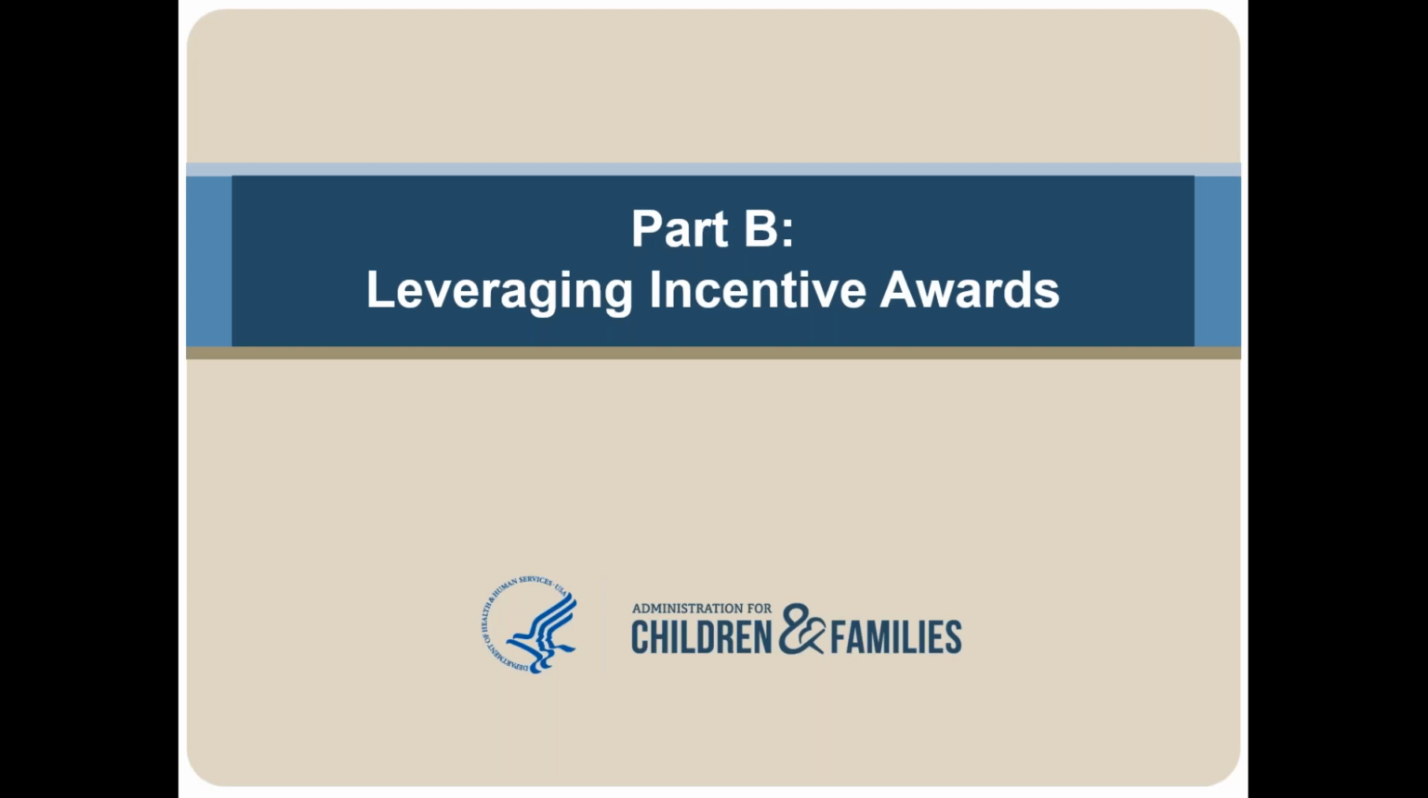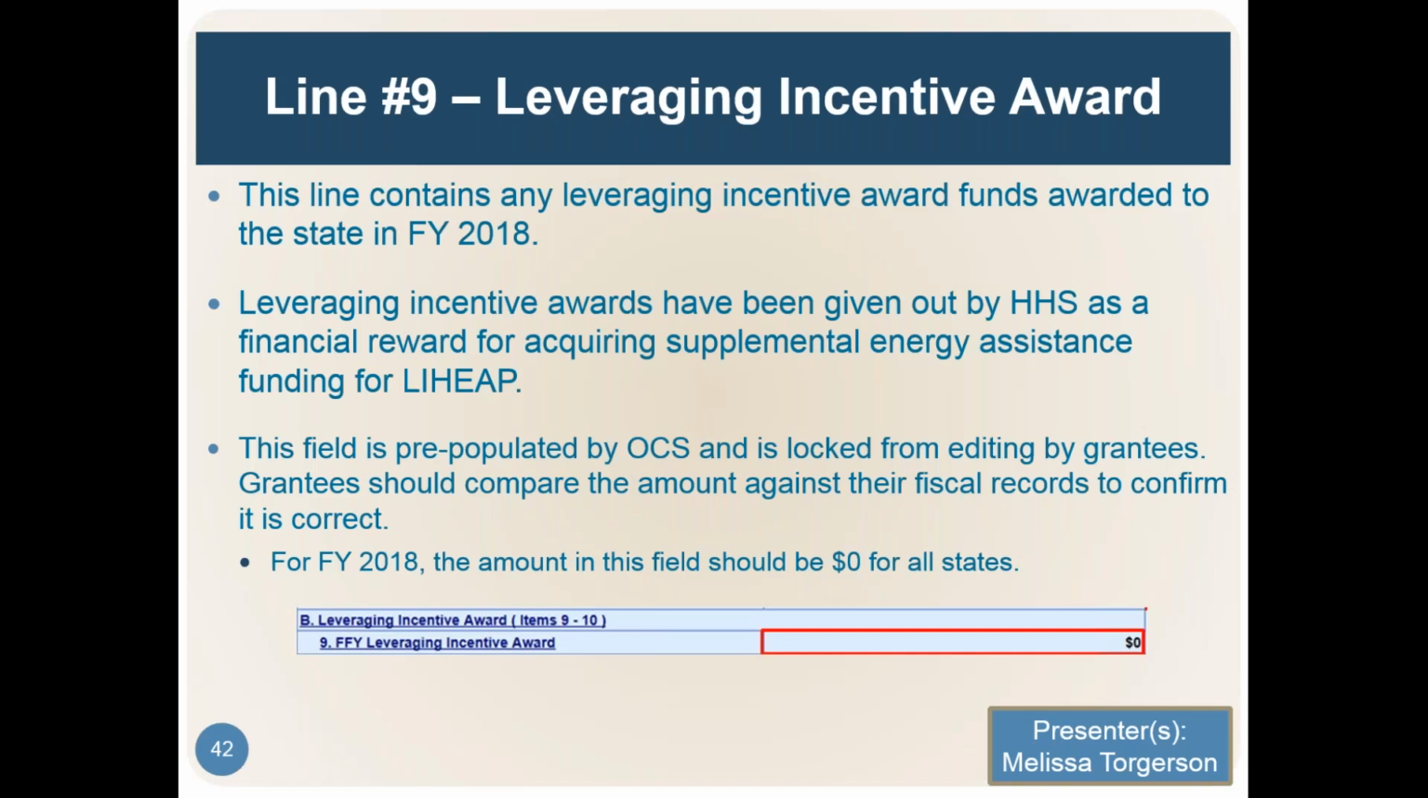The second part, Part B, is the leveraging incentive award. And once again, Dan gave me the exciting field. It's zero, but many of you are new. In the past, leveraging incentive awards have been given out by HHS as a financial reward for states that go out and work hard to leverage additional funds for energy assistance. And that has not been done in the last few years. When it is done, it's pre-populated and locked from editing, but all of you should have a 0 in that field for FY 2018.